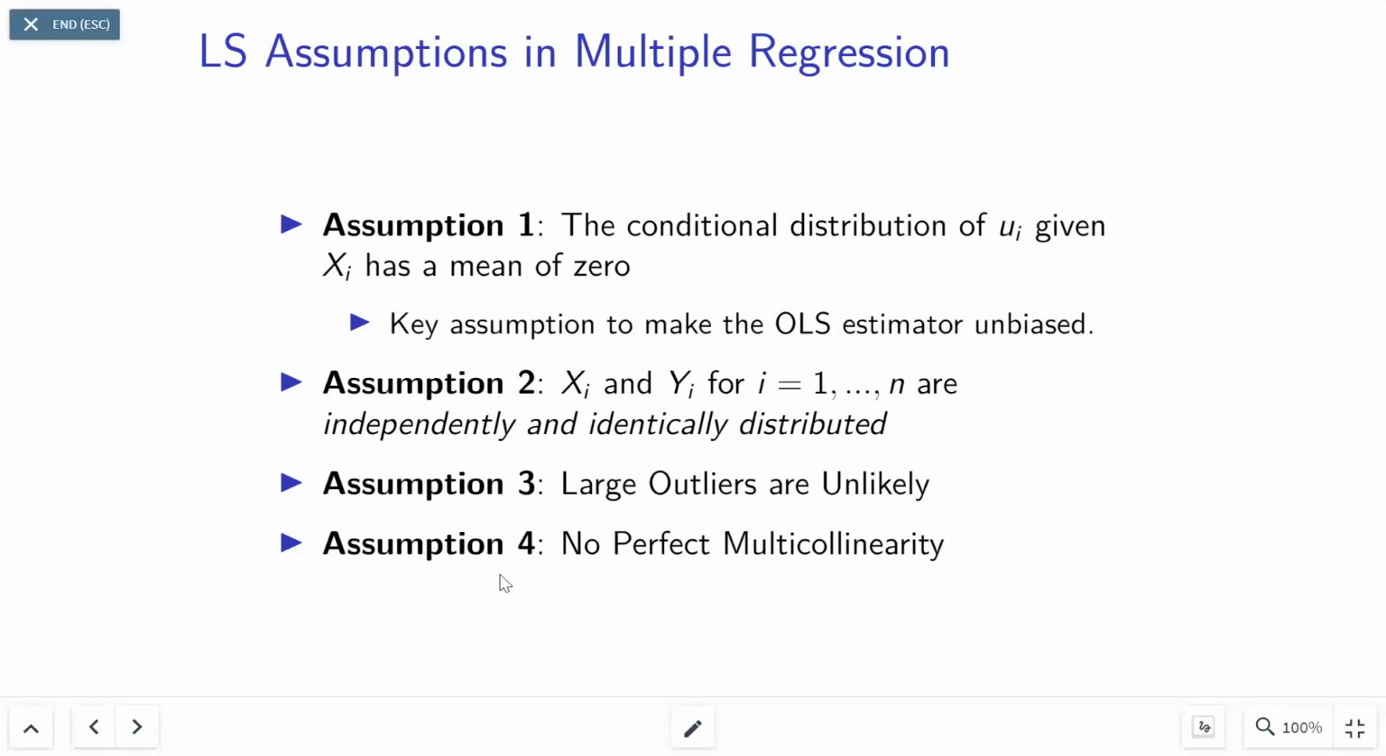The fourth assumption is the last assumption, and it is unique to multiple regressions. It says no perfect multicollinearity. This is an important assumption empirically and theoretically. We'll spend the rest of the lecture to explain what no perfect multicollinearity means.